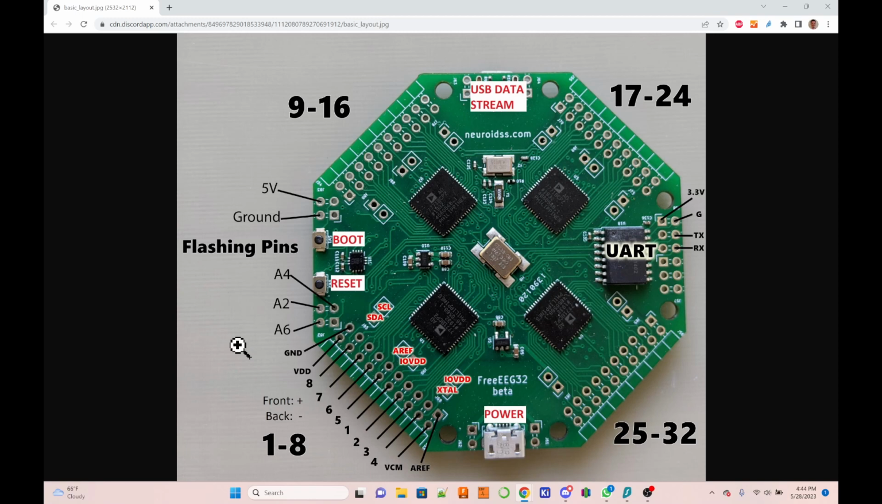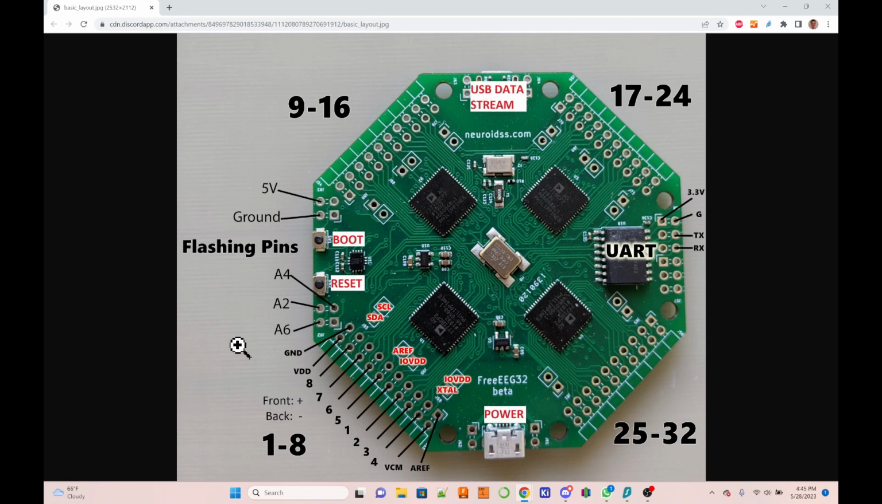On OpenBCI, the SRB2 pin goes to one of the earlobes. And then that's it. You just have all of the positive terminals for every channel go to one position on the head where you want to measure. It's different here. We don't have a comparison to the SRB2 pin. Instead, every individual channel has both a positive and a negative terminal. So it's a full bipolar setup.